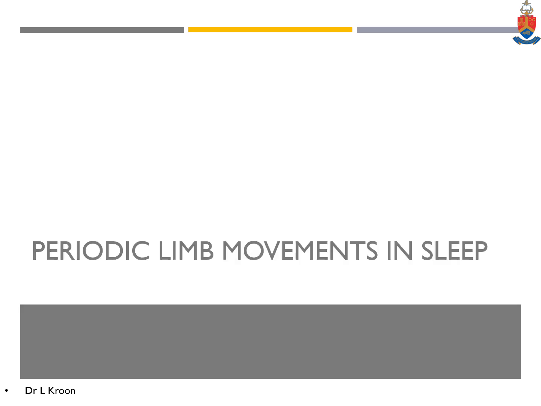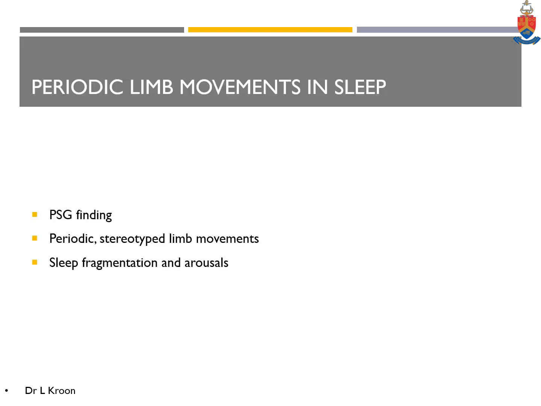So looking at periodic limb movements, I think it's just important to know that they do exist. And in a polysomnogram, finding it here, you can see these typical periodic stereotypical limb movements, and it's important that it can cause sleep fragmentation and arousal, which might impact on the patient's performance and daily functioning.